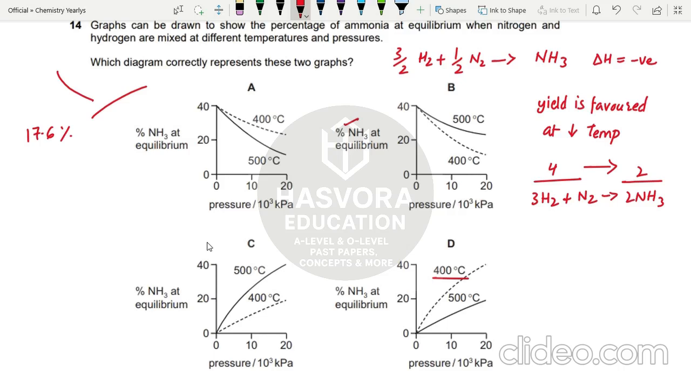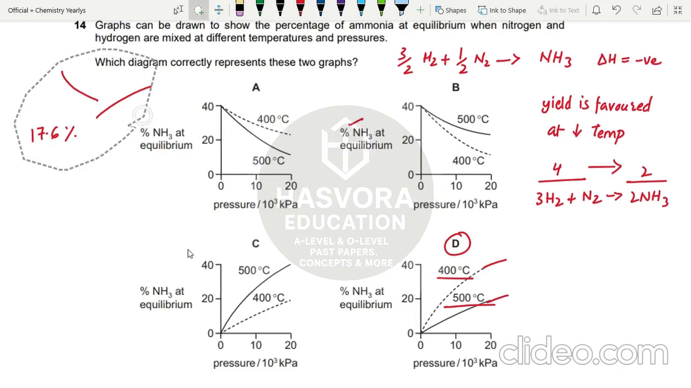And if we increase the pressure, it is going to be increasing. So 500 Celsius is going to have a lower yield than 400 Celsius, and increasing the pressure will increase the yield. So D will be the answer. You actually do not need to know this, it is not really useful, but I was just telling you that this is the maximum yield that can be achieved. So D will be the answer for this question.